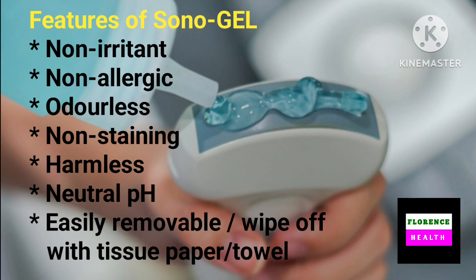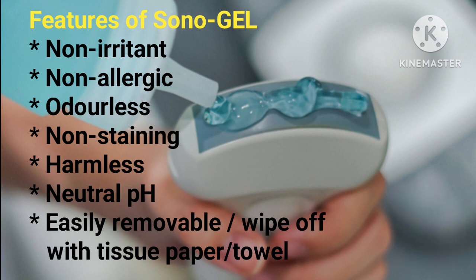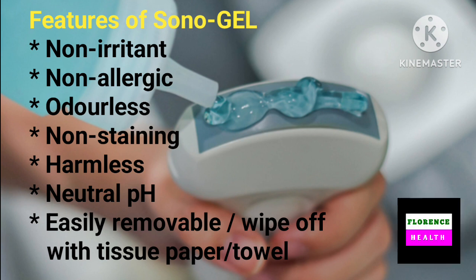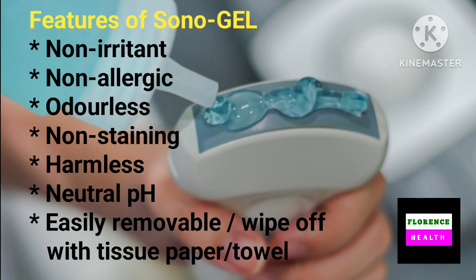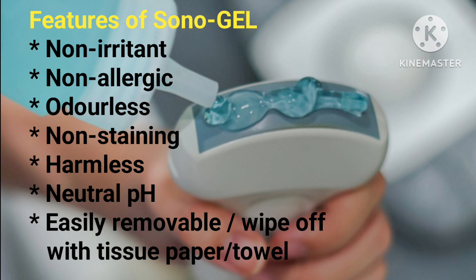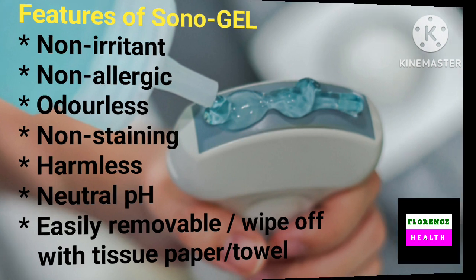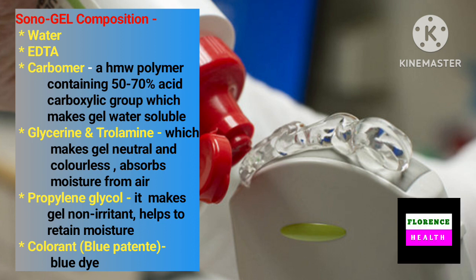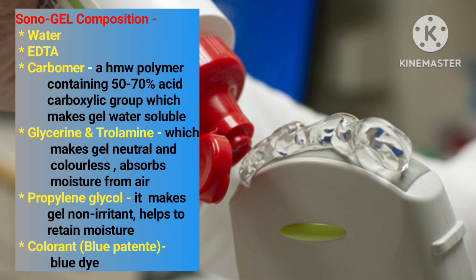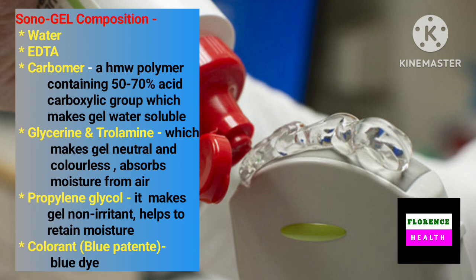Now discuss some features of Sono-gel. It is non-irritant. Second one is, it is non-allergic. It is odorless, non-staining, harmless, having neutral pH, easily removable with tissue paper or towel. And another is, it is water soluble. It composes water, EDTA, carbomer, glycerin and trolamine, propylene glycol, and a colorant, that is a blue dye, for which it is blue in color.